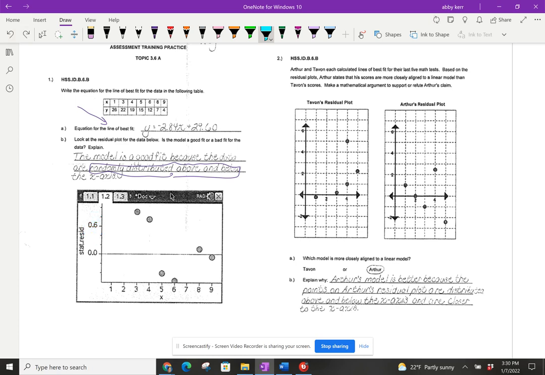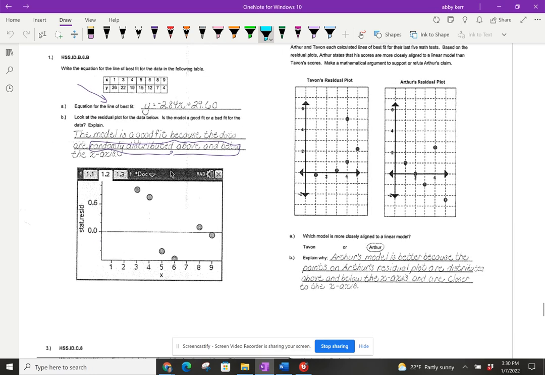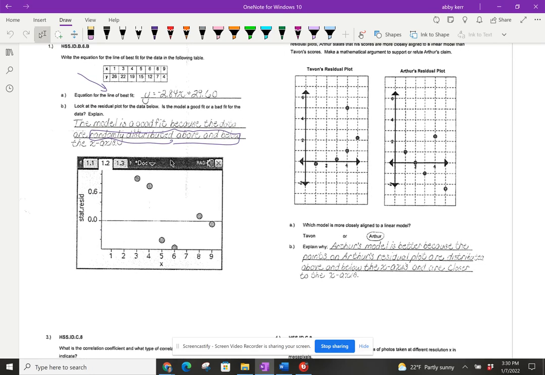Number 2, Arthur's model would be better because they're more distributed. Couple on top, couple on bottom, and they're closer to the x-axis. Notice this is like 2.5. This is negative 2.5. Here it goes all the way up to 5. So it's definitely closer to the x-axis.